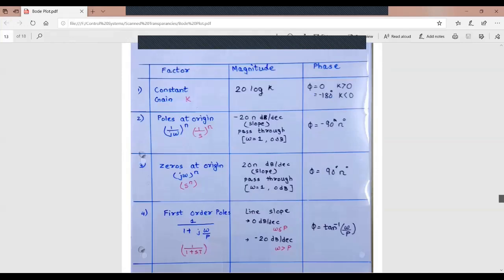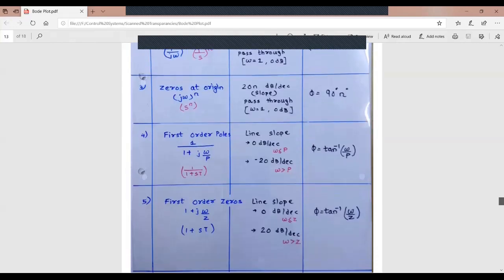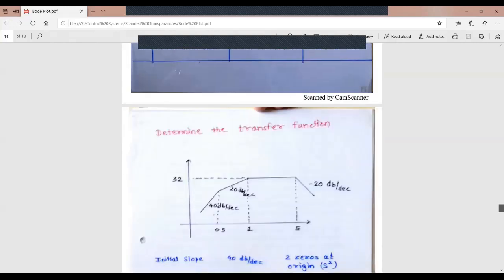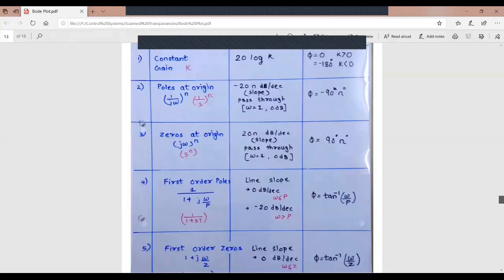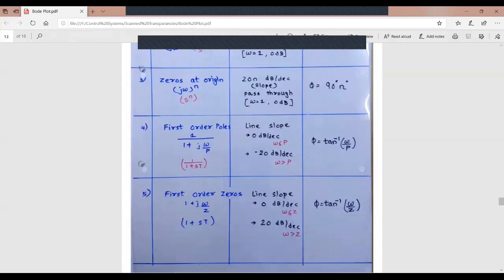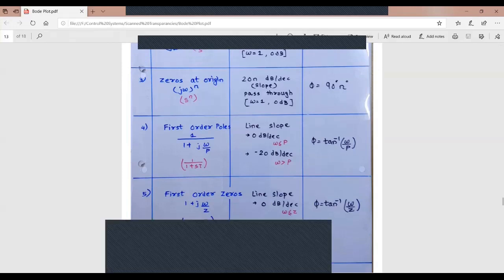Now this is the table which you can refer for the factors just now what we have discussed about. This problem later on we will see, it doesn't matter. Now we have covered the point up to which we can at least understand what the Bode plot is.